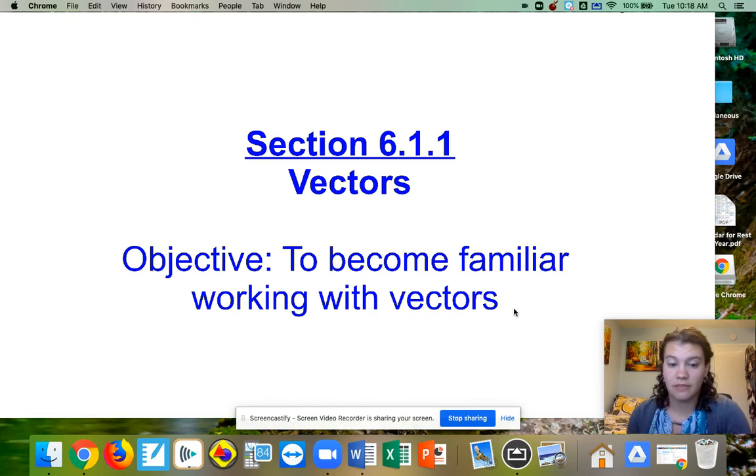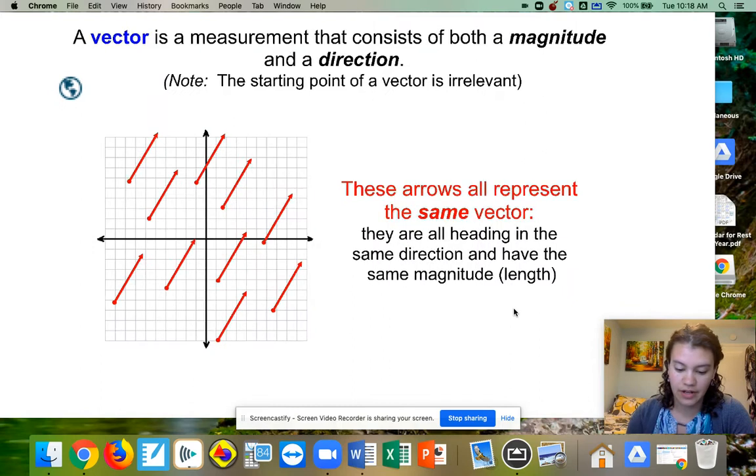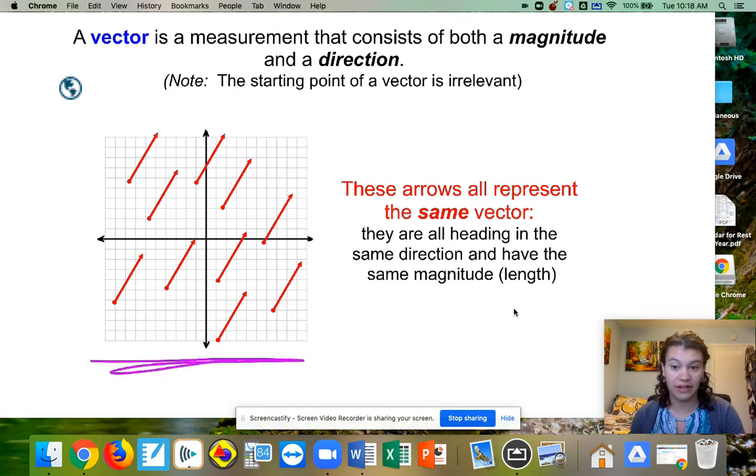All right, today we're going to start by talking about vectors. A vector is some measurement that shows you both the direction and the magnitude, or how long something is. Where you start to where you end doesn't really matter. So here, all of these arrows on this plane are all the same vector because they're all going the same direction. They all have the same length.